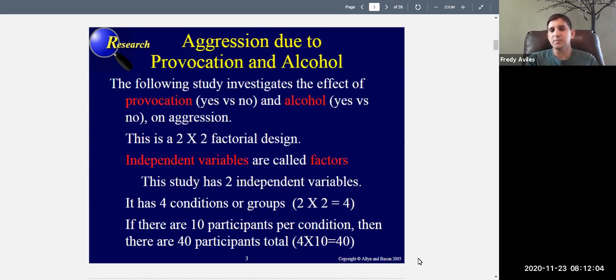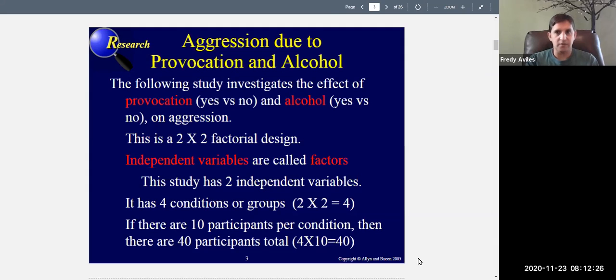If there are 10 participants per condition, 10 participants per group, then you're gonna need 40 participants total, right? 4 conditions or 4 groups times 10 participants each will give you 40. You're gonna have questions like that on your homework and on the exam. You're gonna be given some little scenario like this, and you're gonna be asked, if we are gonna have this many participants in each condition, how many do you need total?